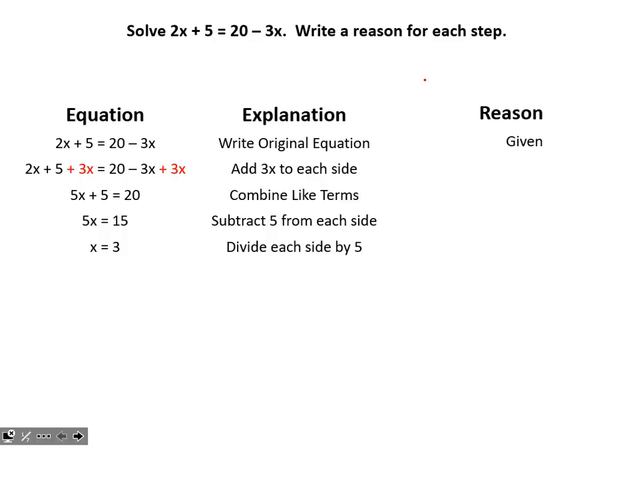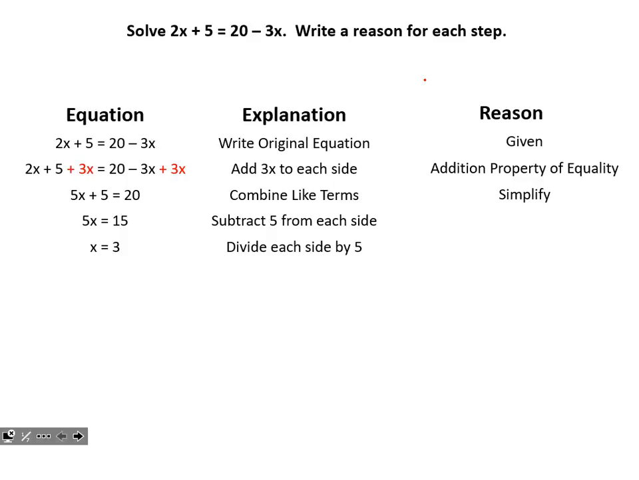No. What do we do? We added 3x to both sides. Right? It's the addition property. We added something to both sides of the equation, which on the right side canceled those two terms out. On the left side gives us 5x plus 5. Okay, combining like terms. The reason we can do that is simplify. That one we've talked about before. The next one, where we subtract 5 from each side to get 5x equals 15.